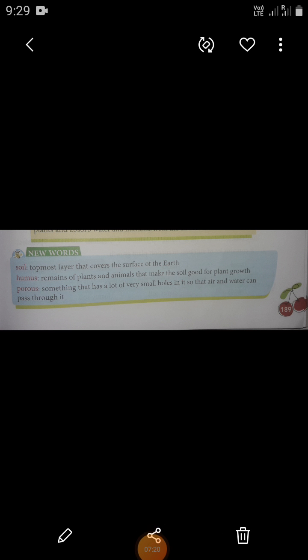New words. Soil. Meaning of soil: topmost layer that covers the surface of the earth. Next word is humus. Meaning of humus: remains of plants and animals that make the soil good for plant growth. Next word is porous. Meaning of porous: something that has a lot of very small holes in it so that air and water can pass through it.